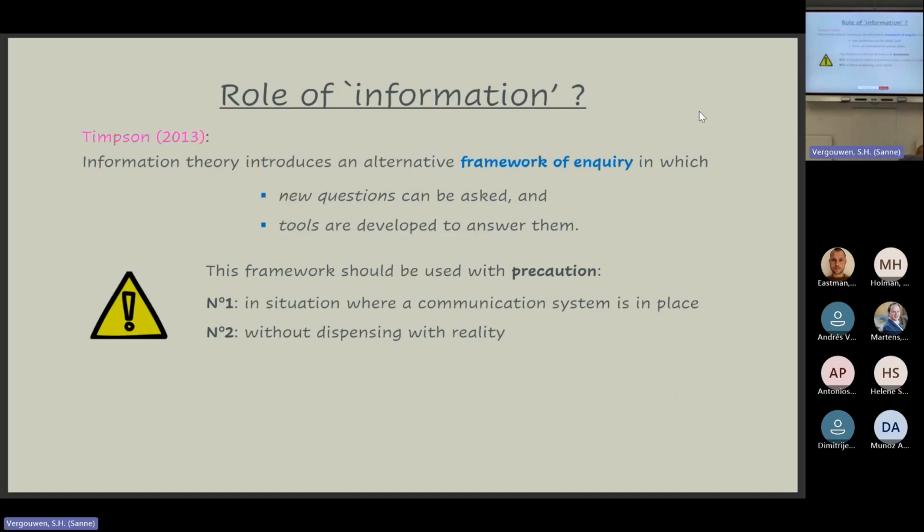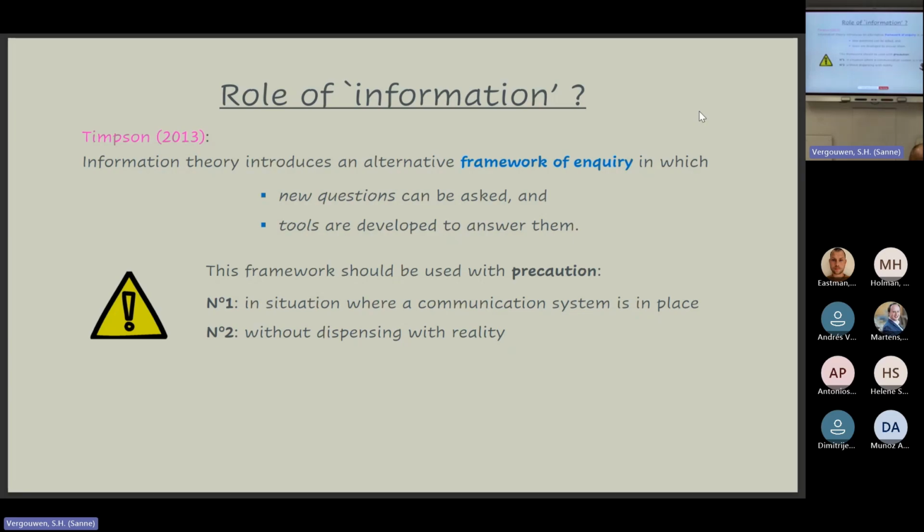Okay, so then the question arises: what is the role that the concept of information can play in fundamental physics, and of relevance for today's workshop? What role does it play in the study of black holes? And Simpson, as a conclusion of his book on quantum information theory, also provides valuable guidance for that.